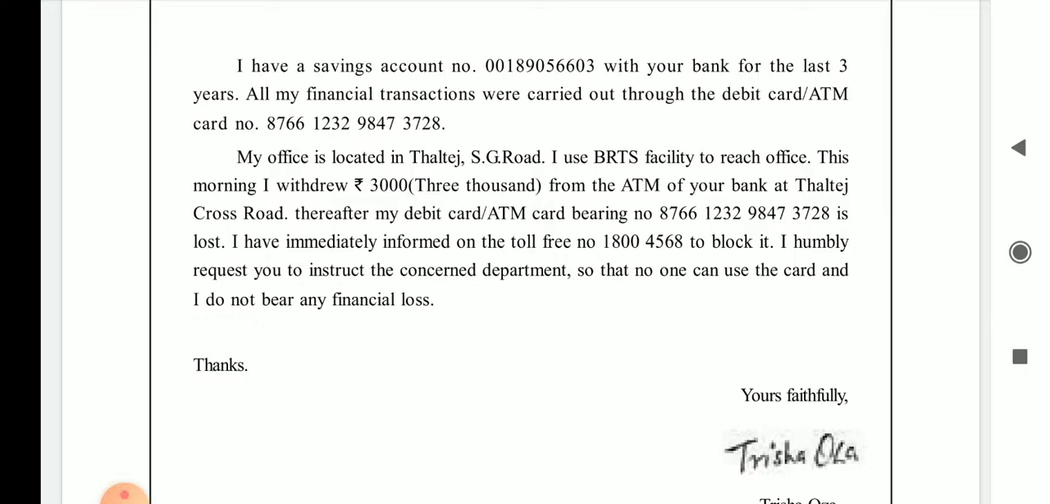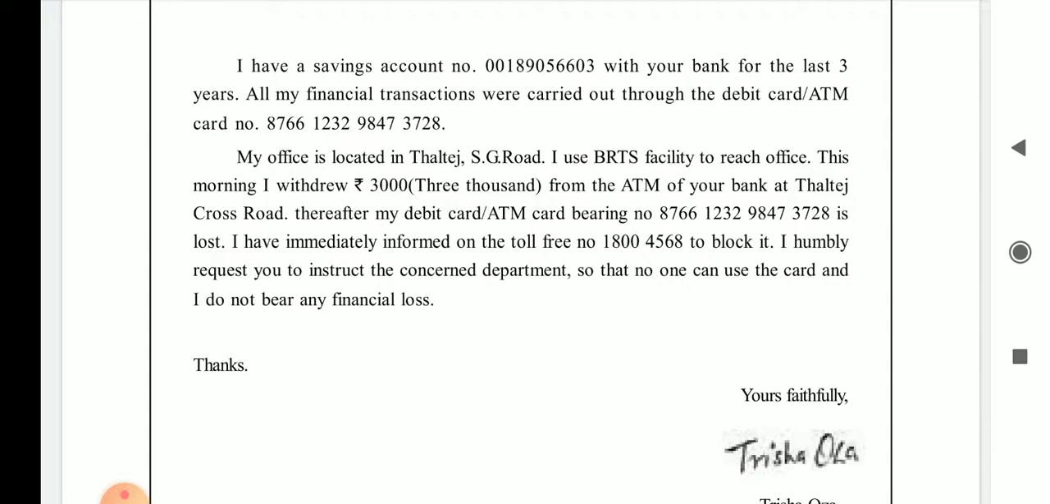Here this lady uses a BRTS bus. That means Bus Rapid Transport System, BRTS. This is the full name of the BRTS, and this lady used BRTS bus facility to reach the office.